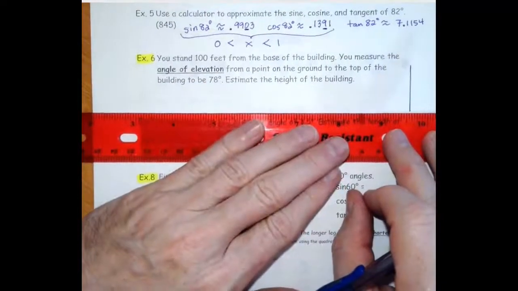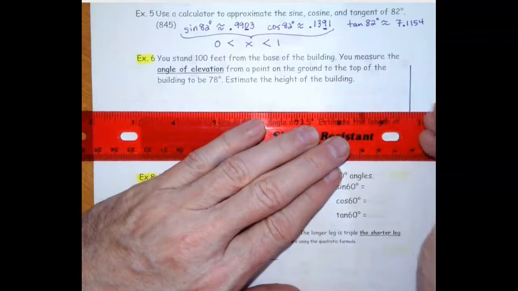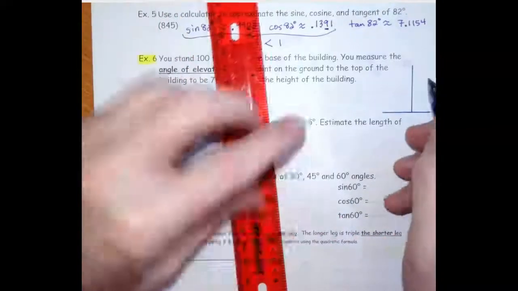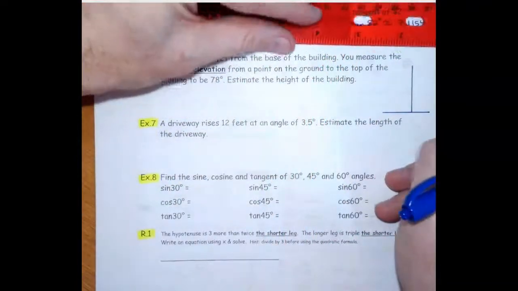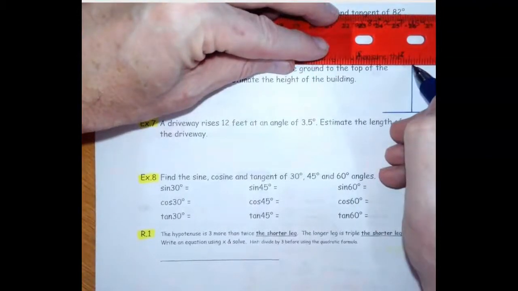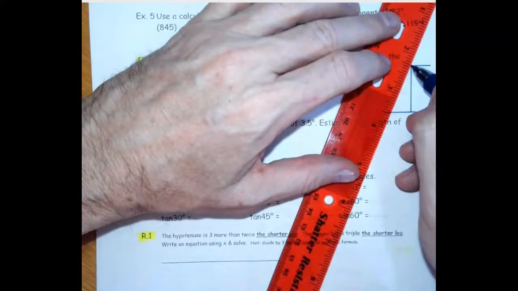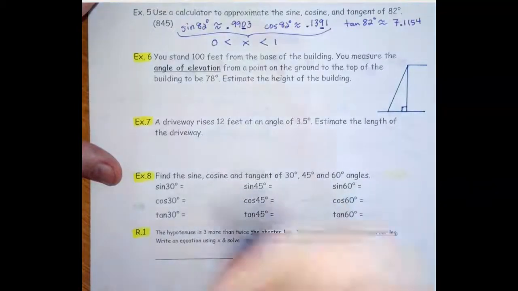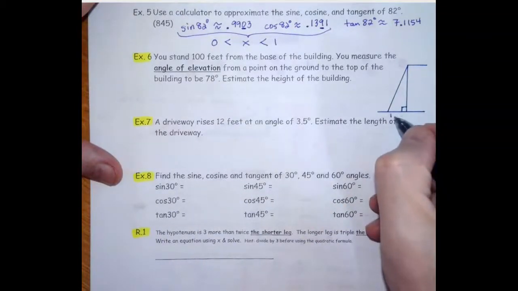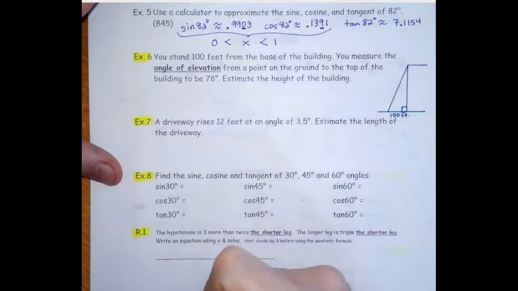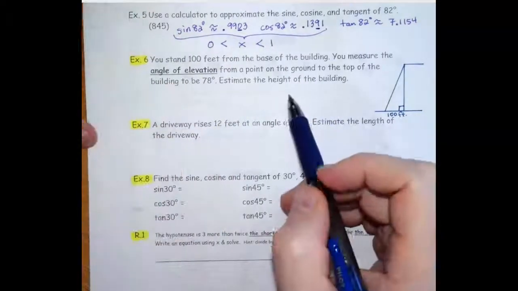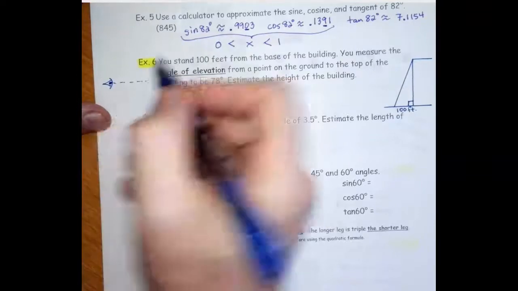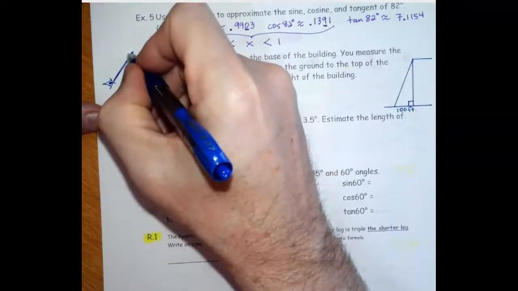So when you have one of these word problems, you want to try and sketch the situation. So it says that you're standing near a building here, you're 100 feet away, and you're looking at the top of the building. Okay, so let's say you're down here. Now hopefully the building makes a 90 degree angle with the ground, probably, unless it's the Leaning Tower of Pisa or something like that. And it says you're standing 100 feet away from the building. And it says you measure the angle of elevation. So the angle of elevation is when you have your eye like this and you're looking across and you look up at the top of something.